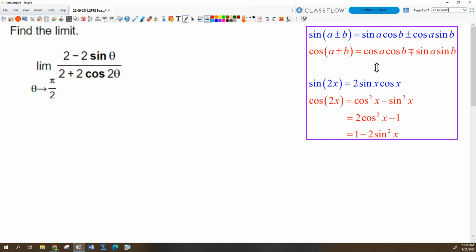What could we do here? What's going to be our substitution? We need to have some angle that's approaching 0. Let's just call it x, because they're currently using a theta. How could I set up a value of x that will approach 0 when theta approaches pi halves?